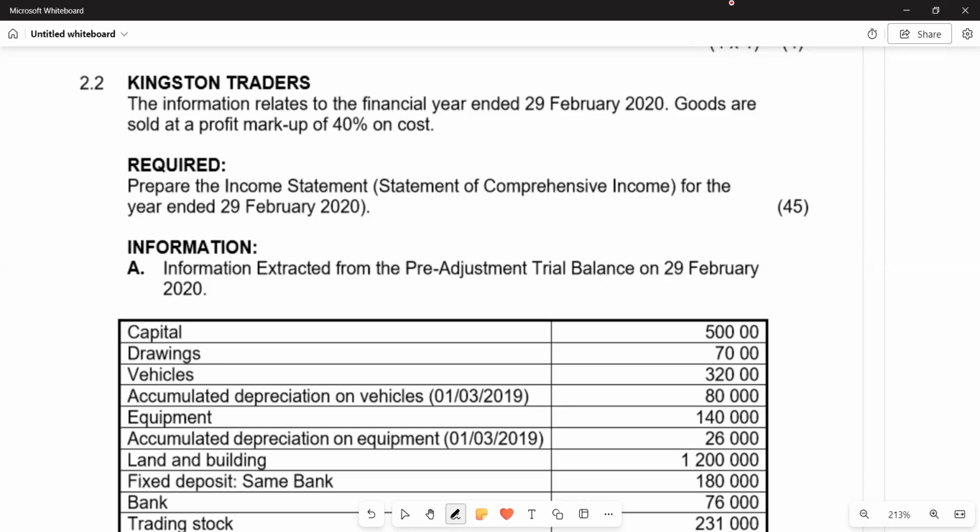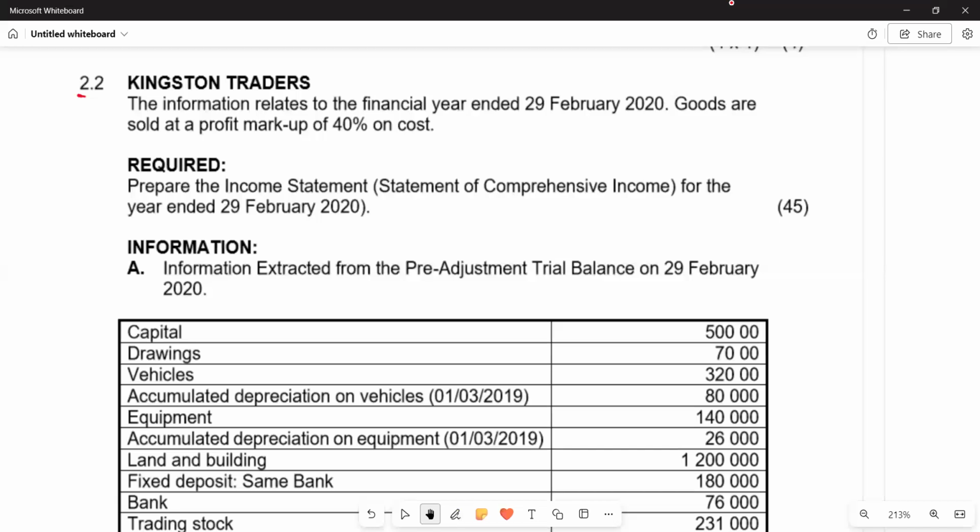So we've got a question here, which is question 2.2. It is for Kingston Traders. The question reads that the information relates to the financial year ended 29 February 2020. Goods are sold at a profit mark-up of 40% on cost. And on the required part, prepare the income statement, that is the statement of comprehensive income for the year ended 29 February 2020.